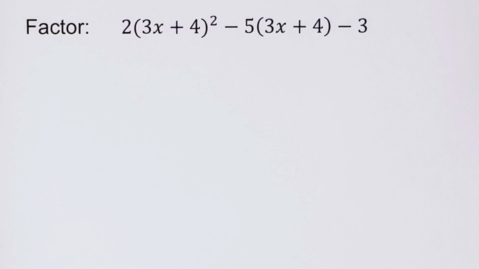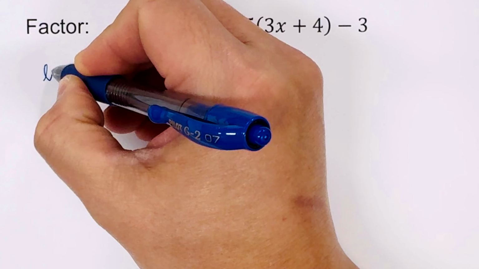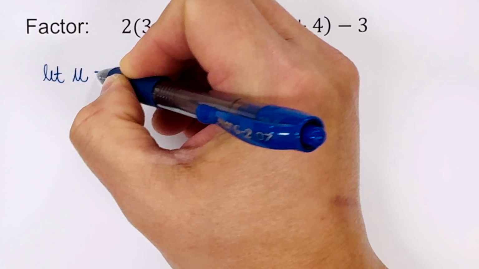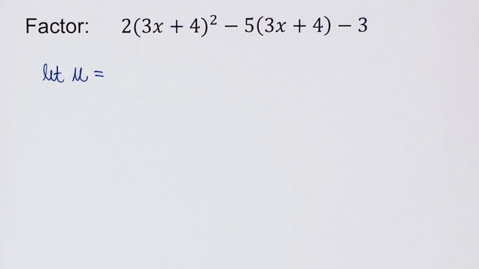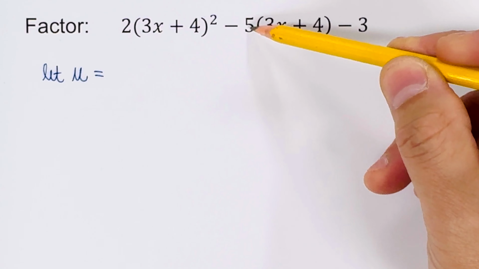Hello everyone, this video will show how to factor using substitution. Let's go over this example right here. The first step that we need to do is to find u. So we're going to go ahead and say let u be equal to the value next to the b. In this case right here, our b is 5.